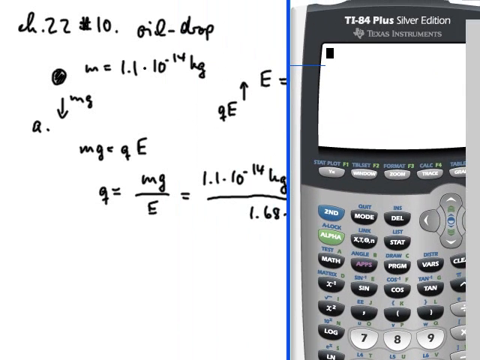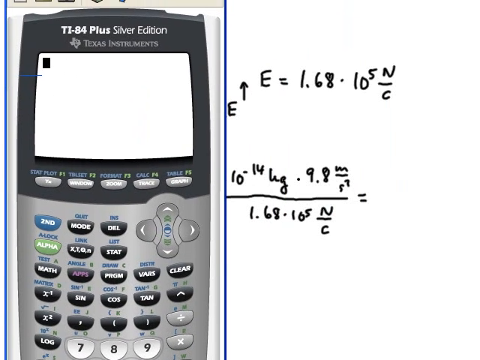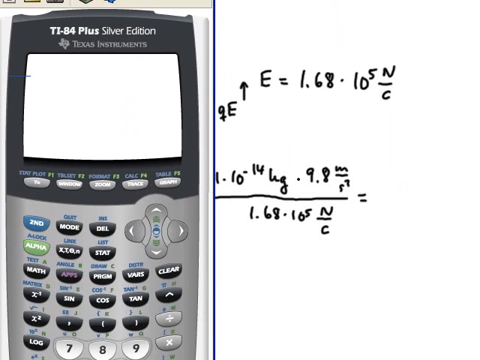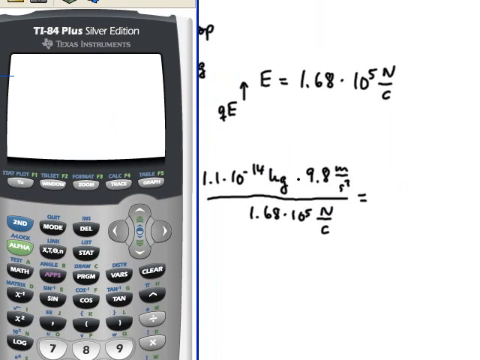Let's see. There we go. Okay, just a little bit out of the picture. There it is. Almost there. 1.1e negative 14 times 9.8 divided by 1.68 times 10 to the 5th.